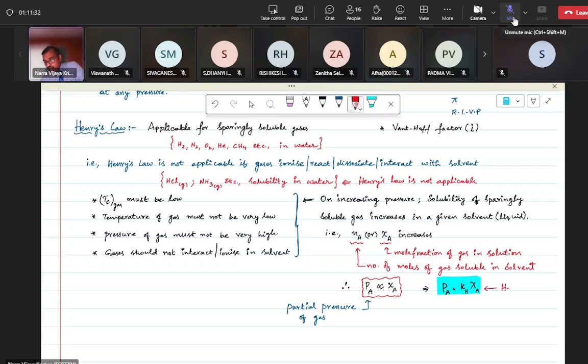Is it an easy one or not? Henry's law. Do you have any question about any statement in Henry's law? This KH is called Henry's constant.